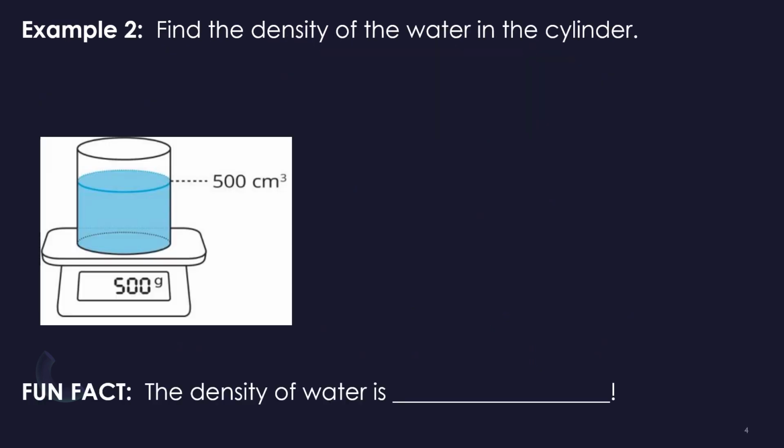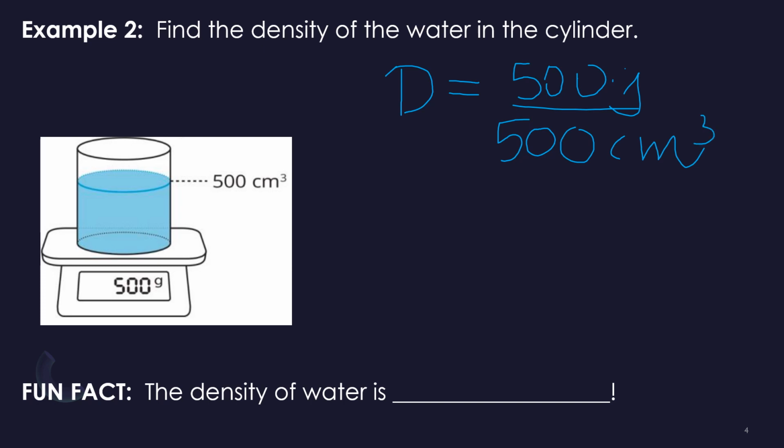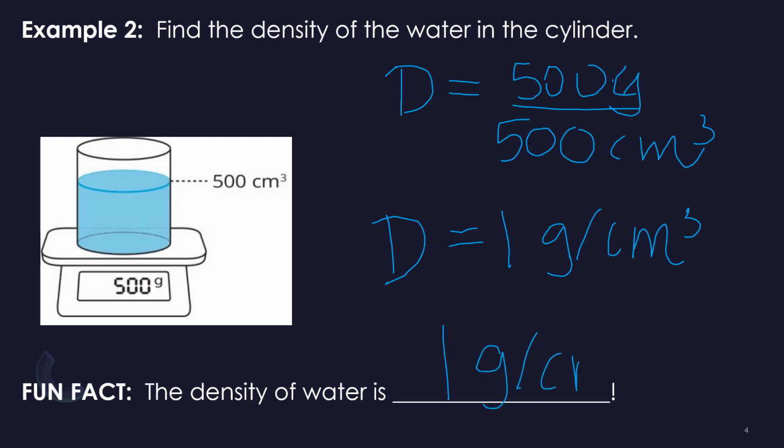To find the density of the water in the cylinder, again, we are looking for D. The mass is 500 grams, and the volume is 500 centimeters cubed. Again, since we're solving for D, and D is already isolated, we just need to calculate 500 over 500, which is 1 gram per centimeter cubed. And that is the density for water, always.